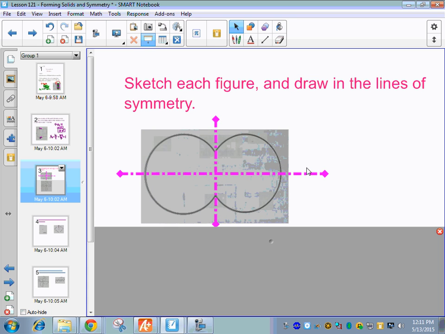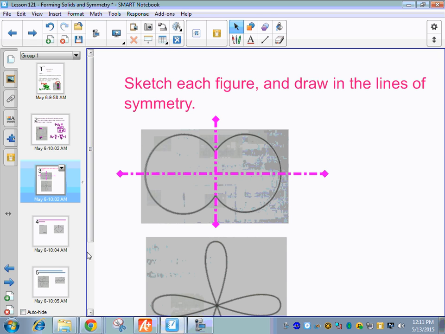And anyone think there's another one? Could we do it across this way? No. It would not exactly fold on top of each other. It would come off a little bit. So no. Those are the only two lines of symmetry.